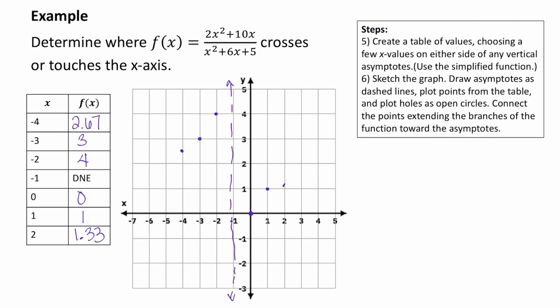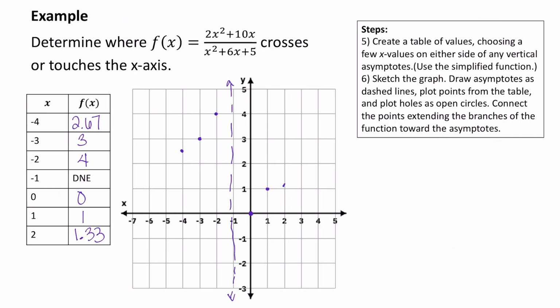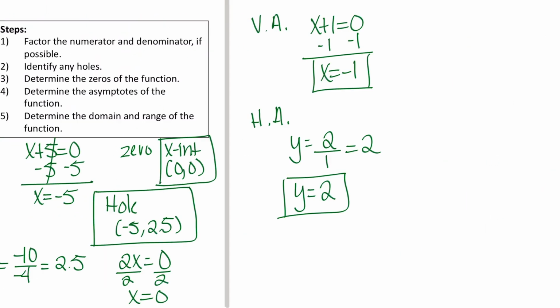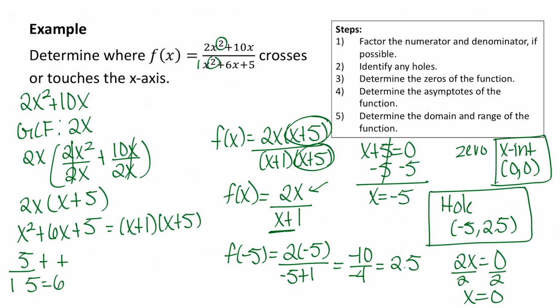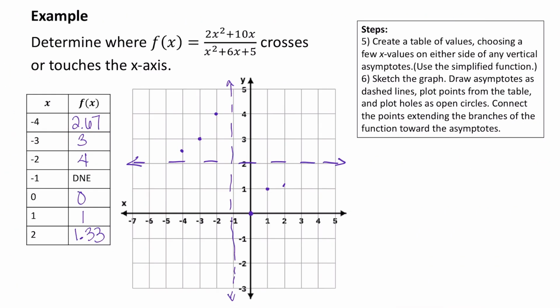So now let's go to our grid. Okay, so here we have our vertical asymptote, which is at x equals -1. Let's go ahead and draw in our horizontal asymptote at y equals 2. So that is going to be here. And let's also plot the zero that we have, right? So remember, we have a zero at (0, 0), and we have a hole at (-5, 2.5). So let's go to (-5, 2.5) and put our hole there. And our (0, 0) is our x-intercept.